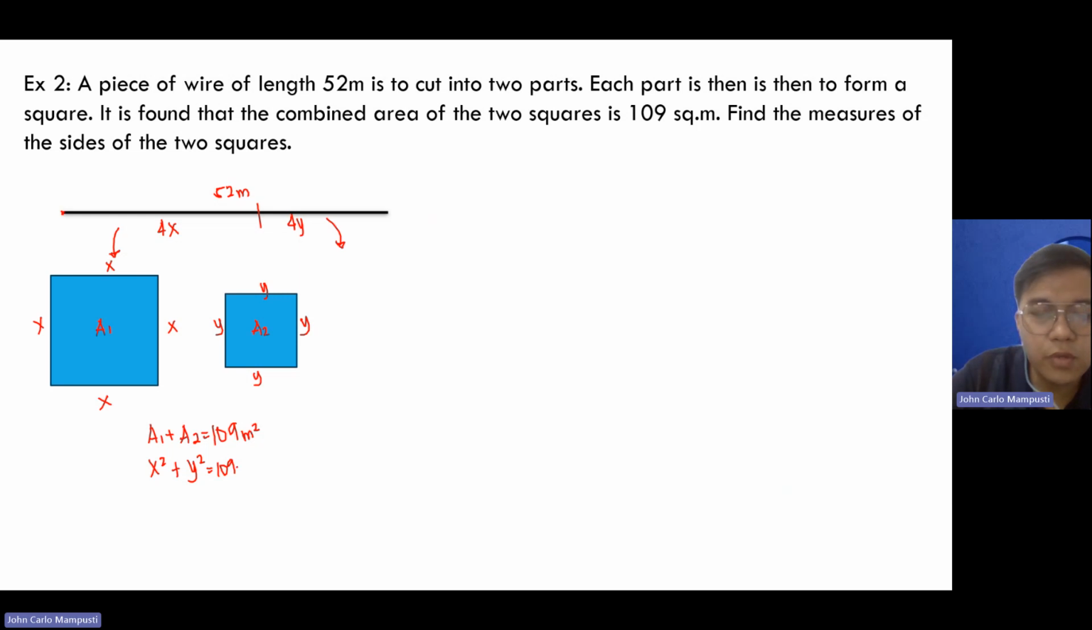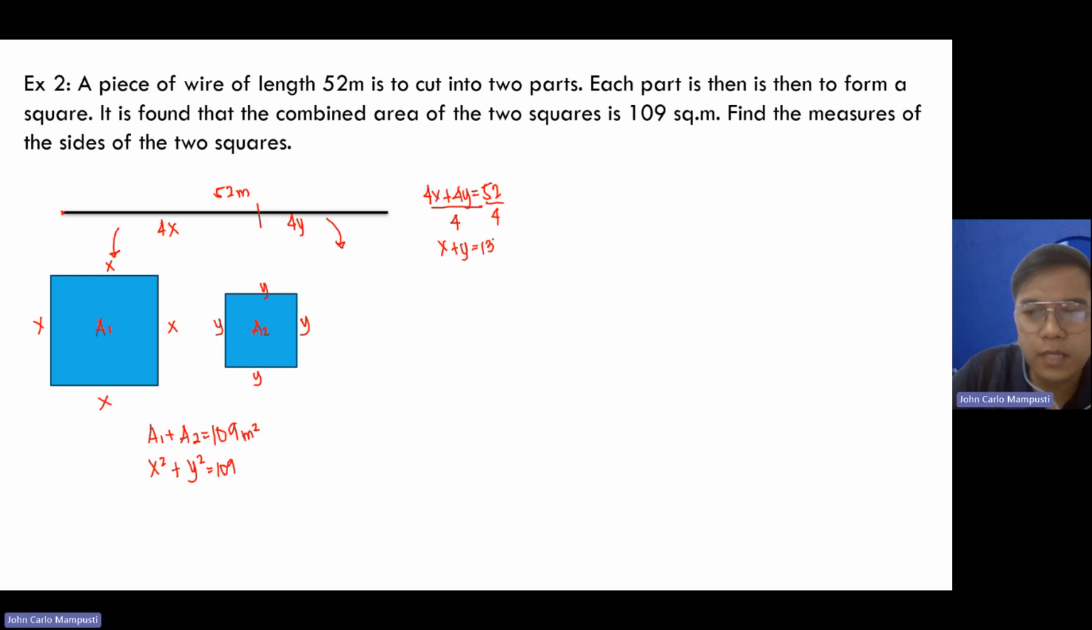So, may nakalimutan ata tayong gawin muna. So, if we have two unknowns, of course, we need two equations. So, basing dito sa ating length, this is 4x plus 4y equal to 52 meters. Kasi ito yung total length. So, we can reduce this one. As you can see, we can divide both sides by 4. So, therefore, x plus y equal to 13.